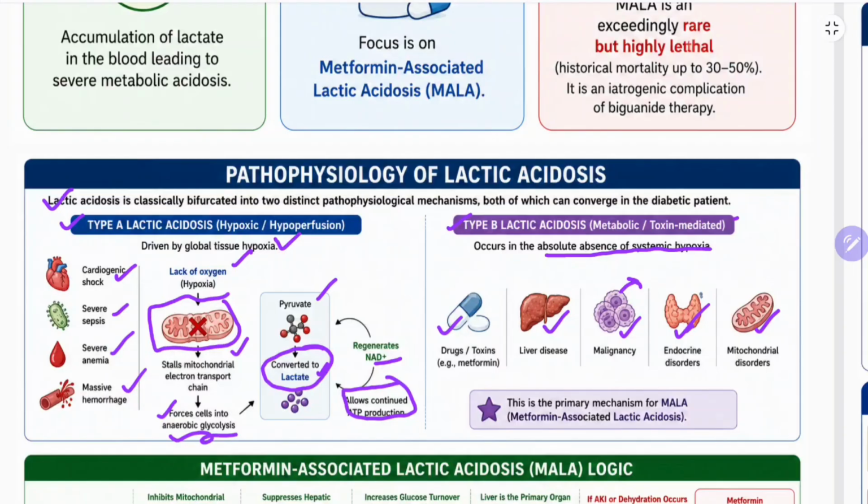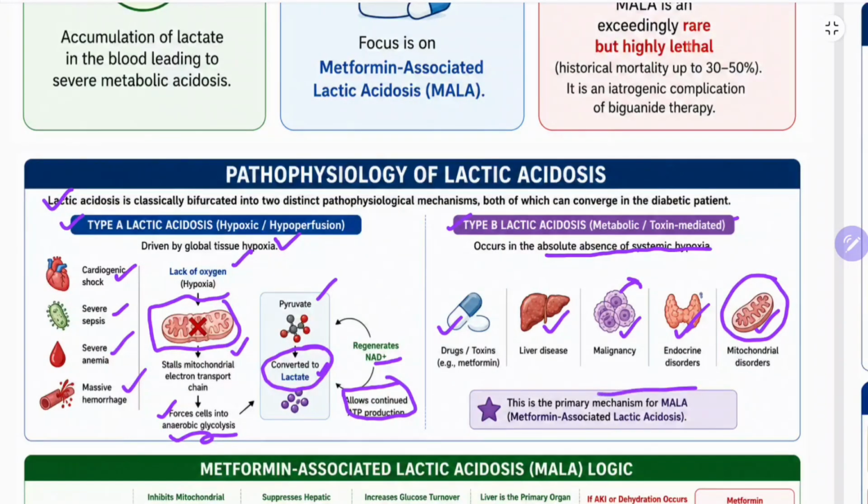Endocrine disorders like thyrotoxicosis, where there is hyperthyroidism. Again, the total metabolism of the body will increase, so the requirement of oxygen will also increase simultaneously. But the demand is increased while the supply remains the same, so the cells will switch over to anaerobic glycolysis, and that will lead to lactic acidosis. In mitochondrial disorders, there is no aerobic respiration or abnormal aerobic respiration, that's why there will be lactic acidosis. So in all these five conditions you will see lactic acidosis.